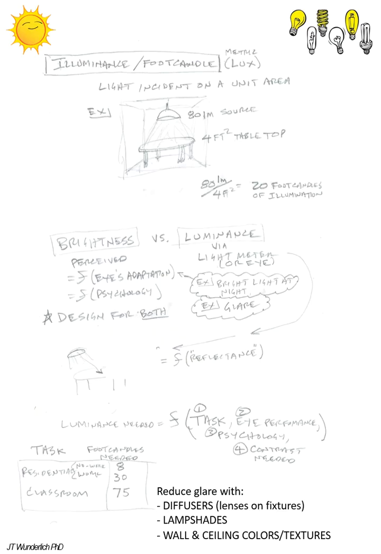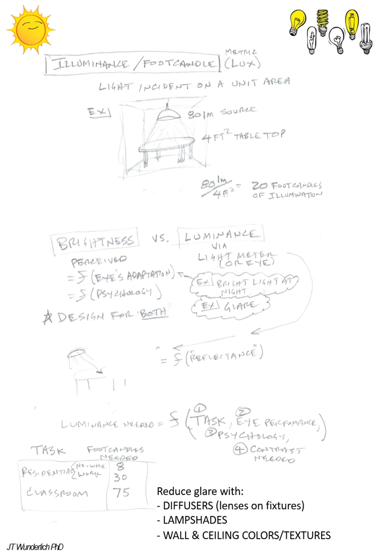And then we have brightness versus luminance. Again, this is something you want to read a little bit more about, further reading at the end of the chapter, about how the human brain works and what we see. So luminance is via light meter or your eye, versus brightness, which is perceived. It's a function of the eye's adaptation and the psychology of it. You want to design for both.